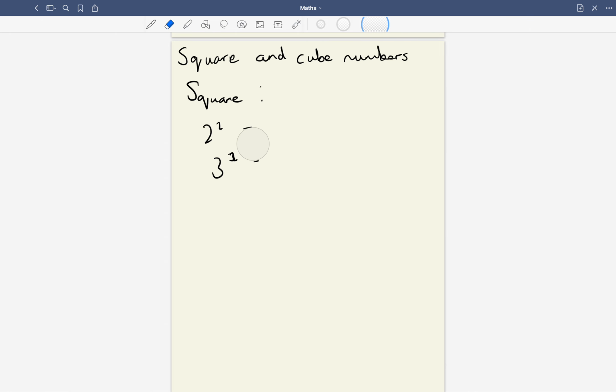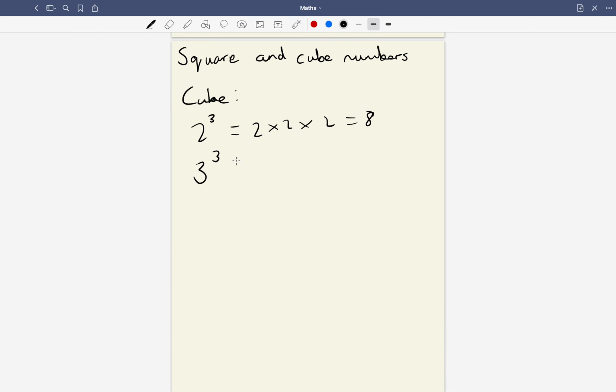So now moving on to cube numbers, same sort of thing applies in that you times it by itself, but instead of doing it once, you do it twice. So 2 cubed, you do 2 times 2, which is the squared bit, times 2 again to make it 2 cubed, which gives you 8. 3 cubed, 3 times 3 times 3, which gives you 27, and so on and so forth.